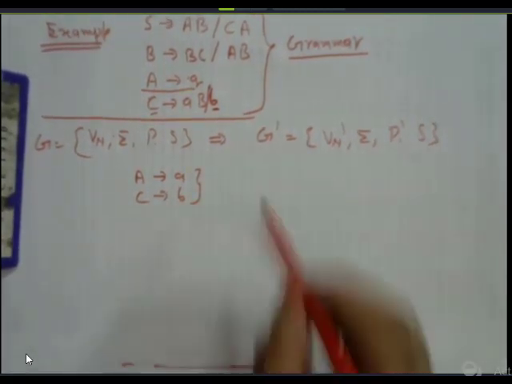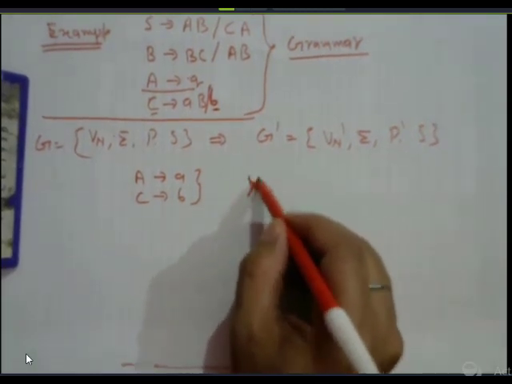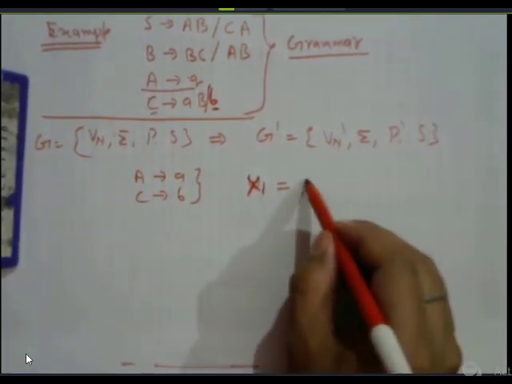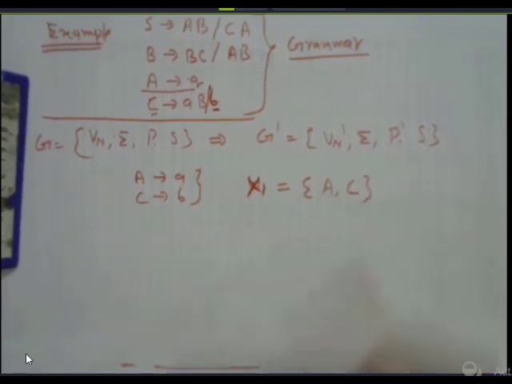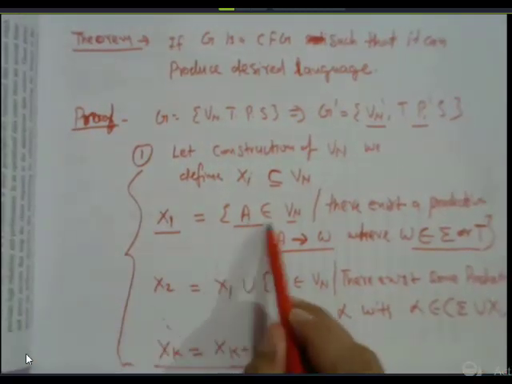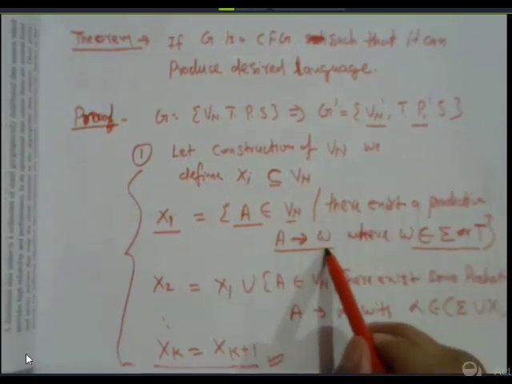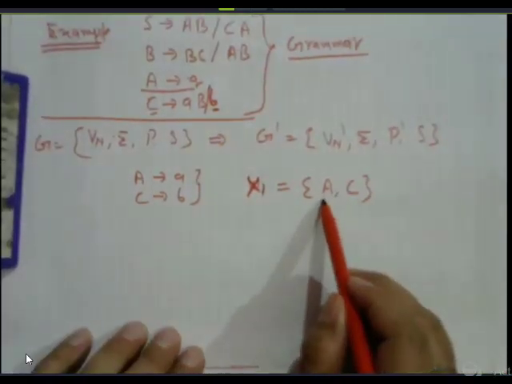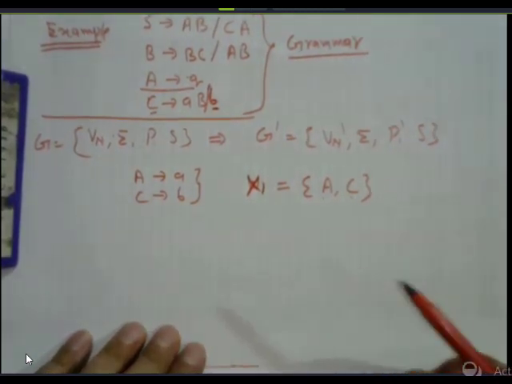Then we can calculate X1. According to the theorem, X1 is equal to A and C. With the help of this rule we have seen here X1 tends to A, that is part of Vn, and there exists a production rule A tends to W, and W is the set of terminal symbols. Then we can say there is A, there is C, and they can produce the terminal symbol.